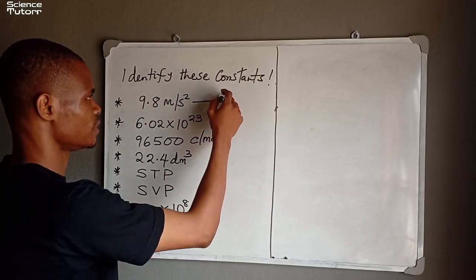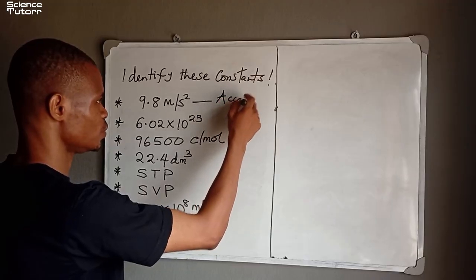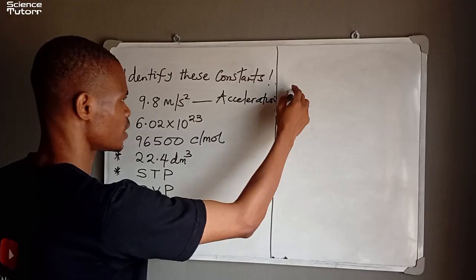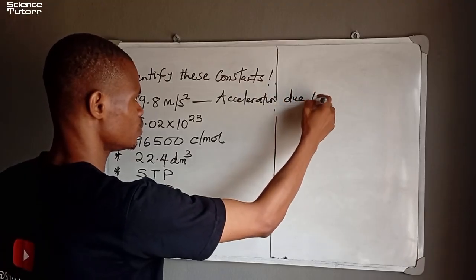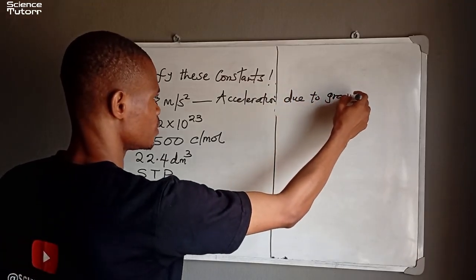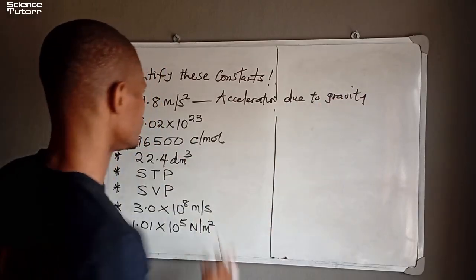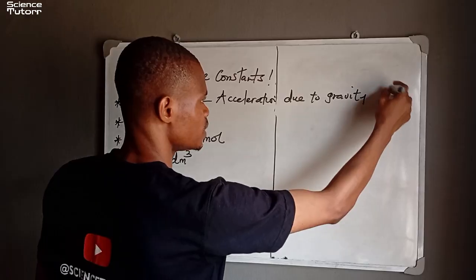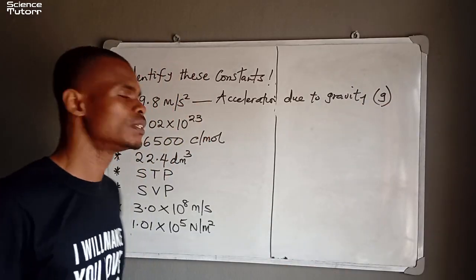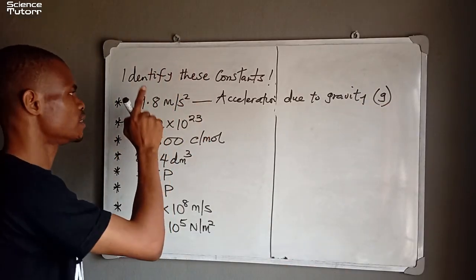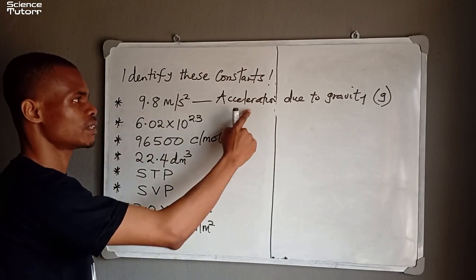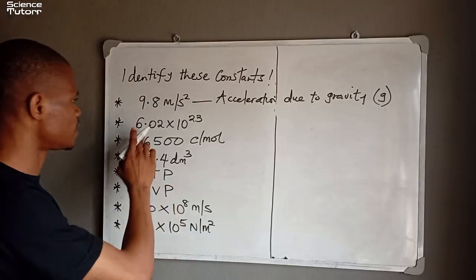Acceleration due to gravity, given as g. This is used in our physics. That's a gravitational pull where we are given g. Many times it is identified by g. Other times it could be 10 or 9.8. So this constant is acceleration due to gravity.